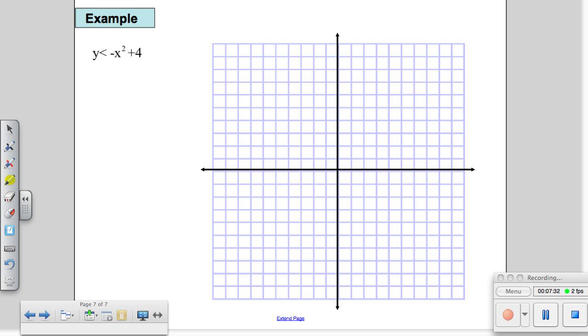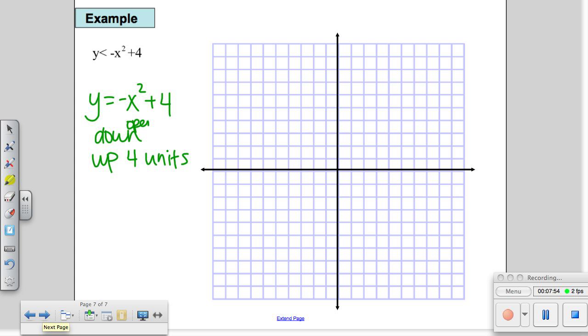Let's look at one last graph. y is less than negative x squared plus 4. Now if I change it to an equal sign, this is in fact a parabola. Now the negative, remember, is going to make the parabola open down, and the plus 4 is going to shift the parabola up 4 units. So I'm going to go to positive 4.